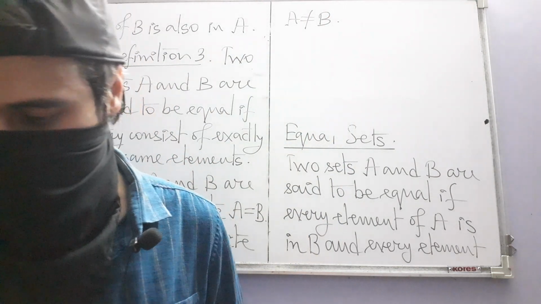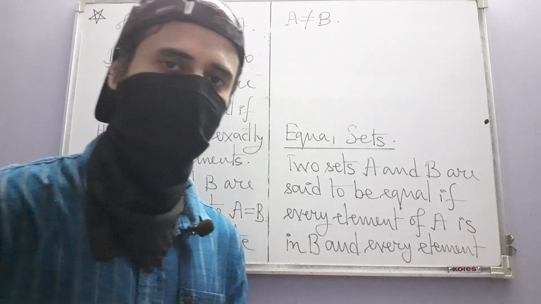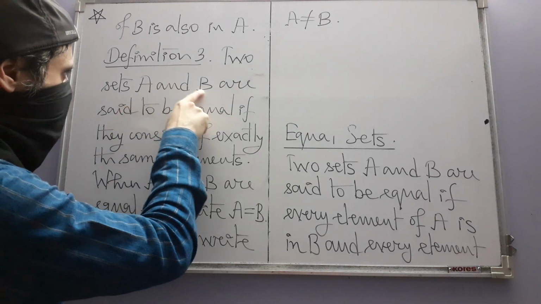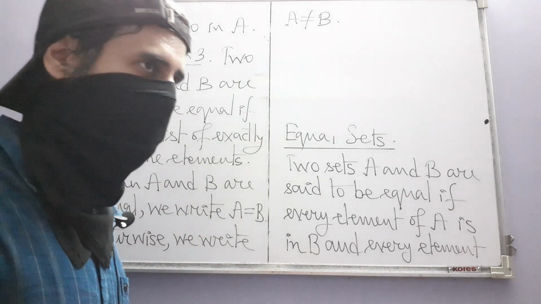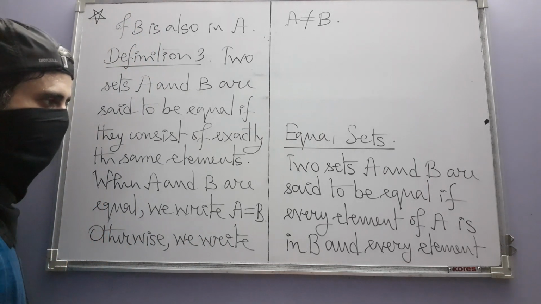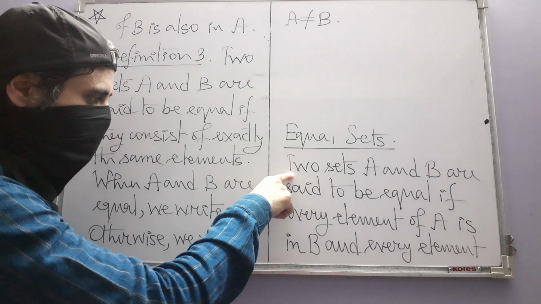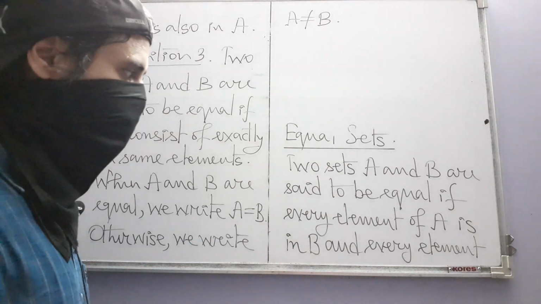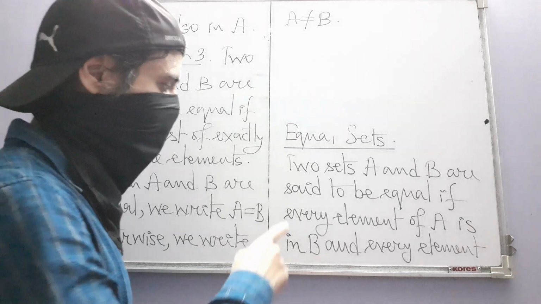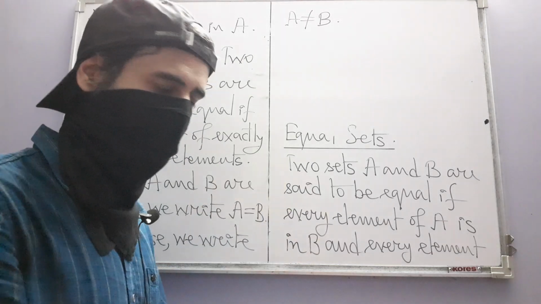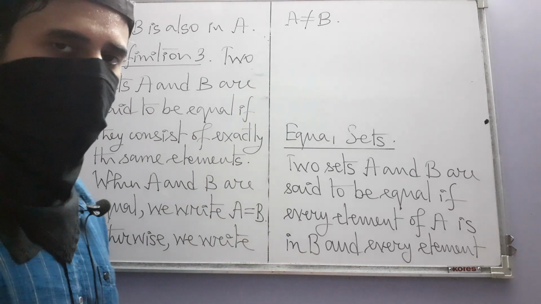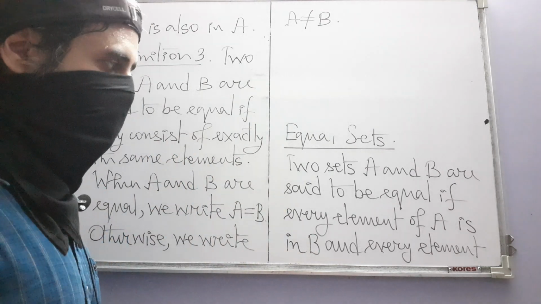Okay. Now, the condition given in definition 3 is easier to understand. We said that two sets A and B are equal if they consist of precisely exactly the same elements. However, it takes a little thought to understand this part. We say that A and B are two equal sets if every element of A is also in B and vice versa. Every element of B is also in A. Let's see how that works.